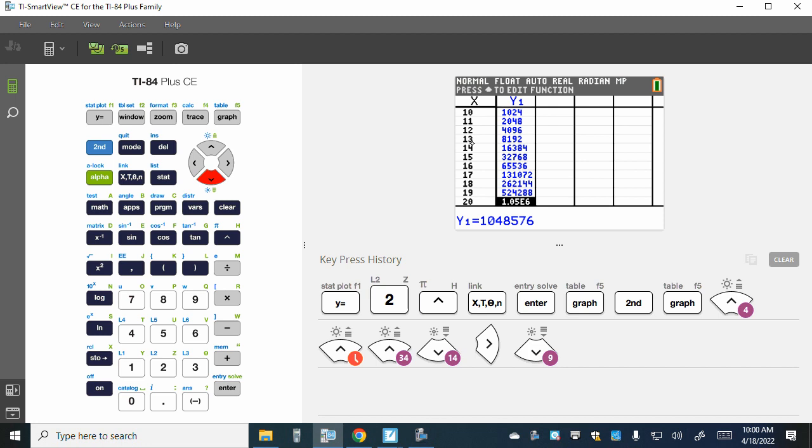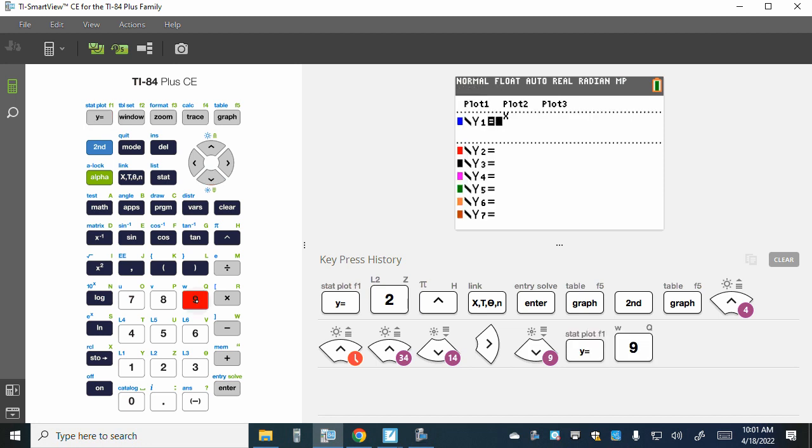By the time we hit 19, we're at 524,288. By the time we hit 20, we're at 1 million. That's increasing at quite the fast rate. That's why they call these exponential functions, because the amount of growth from one to the next is increasing at a faster and faster rate. And that's just with 2.